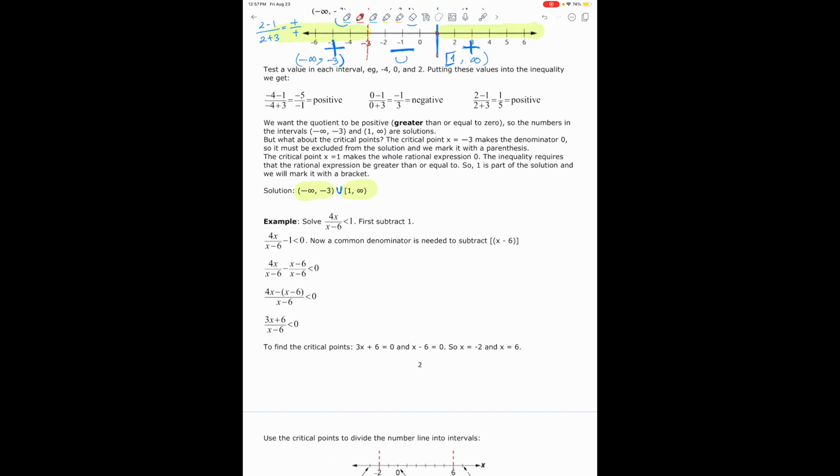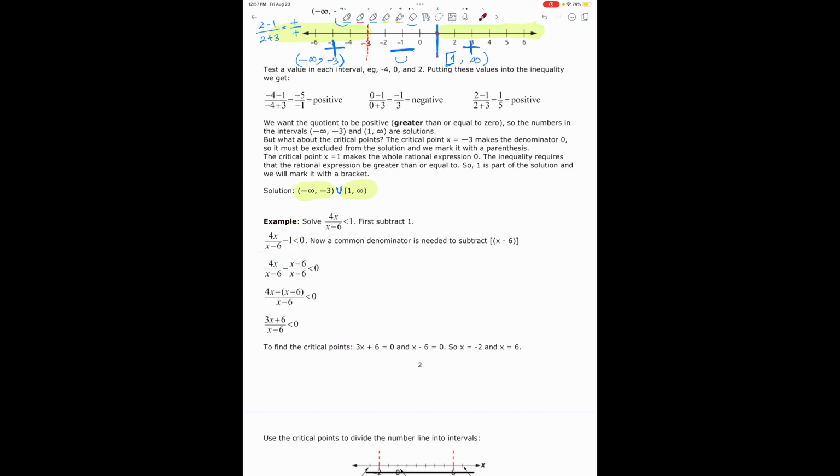Here is another example. Solve x over x minus 6 less than 1. First, we need to subtract the 1 because the right-hand side must be equal to 0. So the skills that we practiced today are going to come in handy. We need to use the least common denominator to combine the left-hand side together. So first we subtract 1, which is done in this step right here.